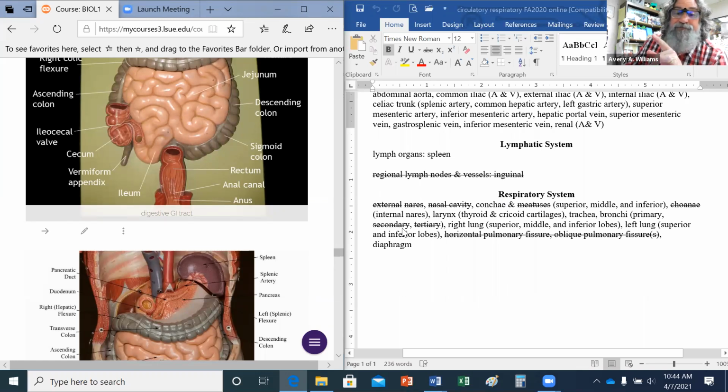Do you guys have any questions about anything? So next week we'll do respiratory and digestive. So the rest of this handout and the first half of the last handout.